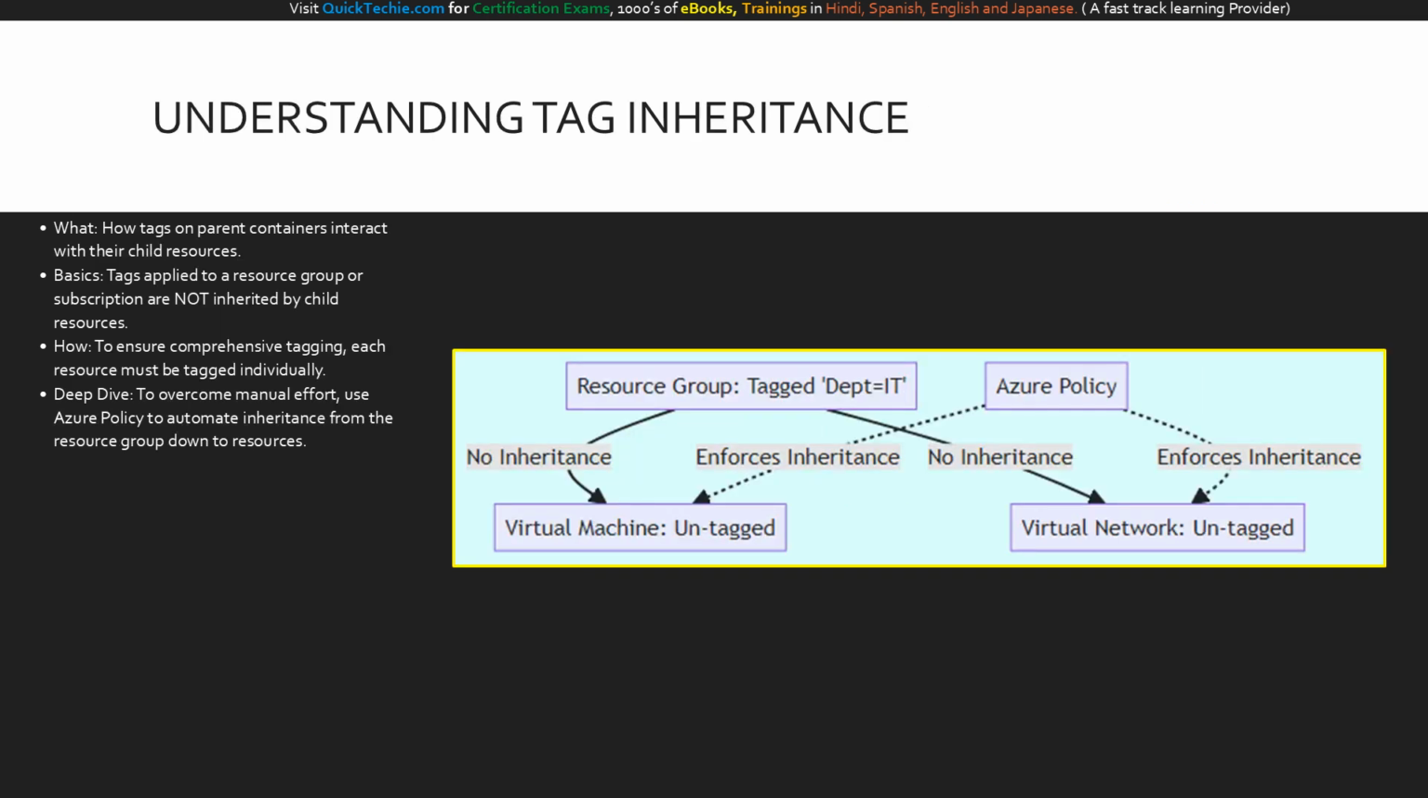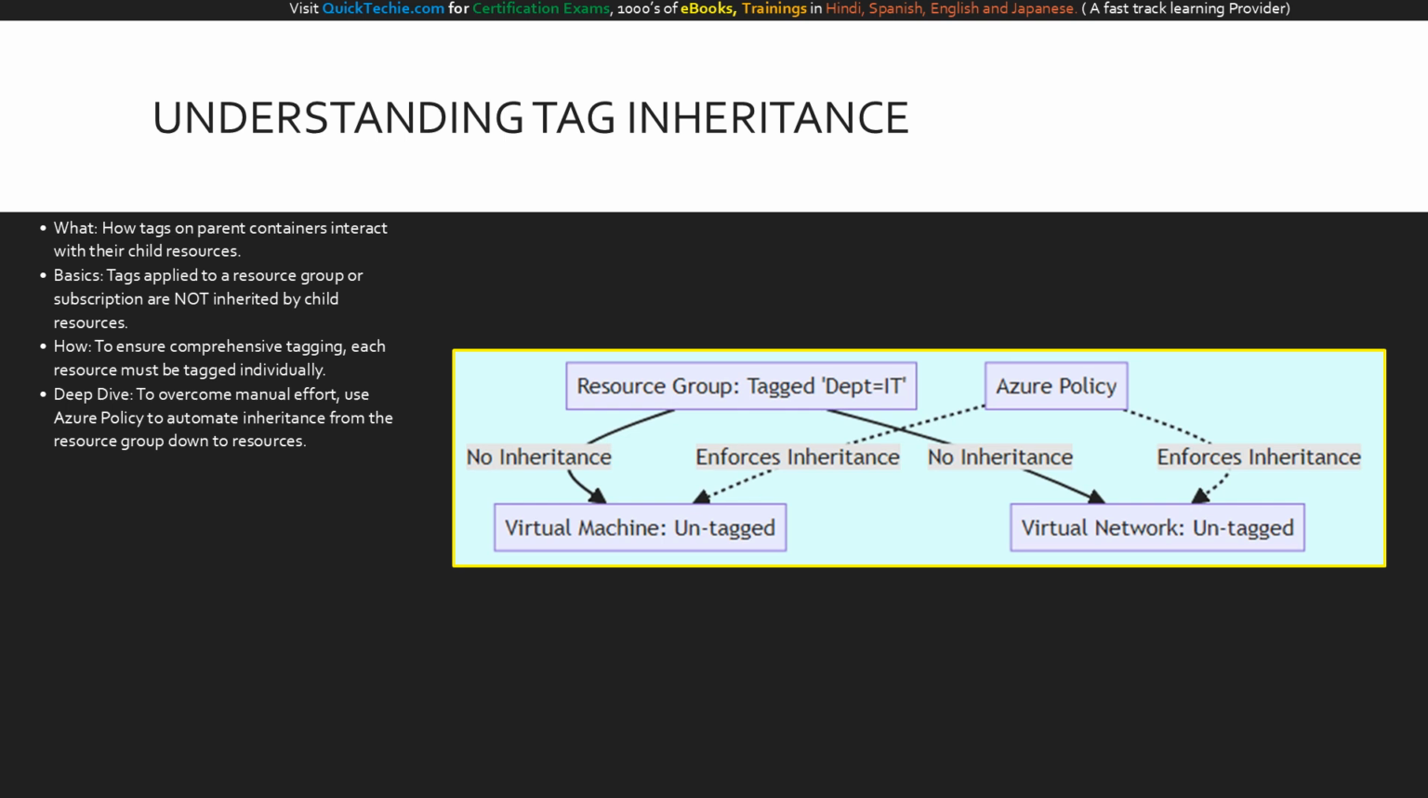Next, we need to address a very common misconception regarding tag inheritance. What is the rule here? Simply put, tags are not inherited by child resources. As a basic rule, if you apply a cost center tag to a resource group, the virtual machines inside that group do not automatically get that tag. Why does Azure do this? It allows for highly granular, resource-specific tagging.